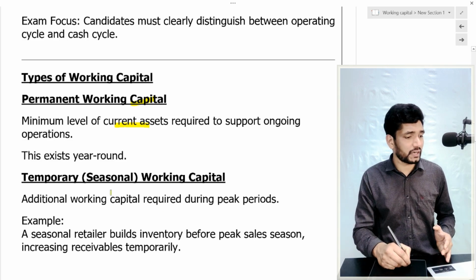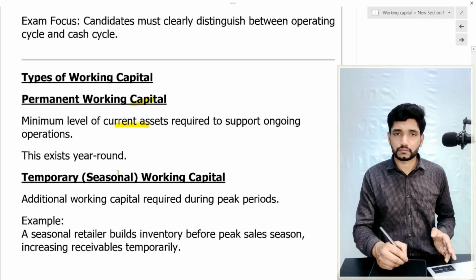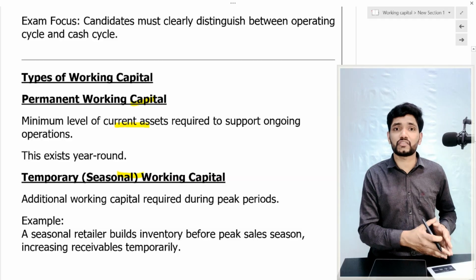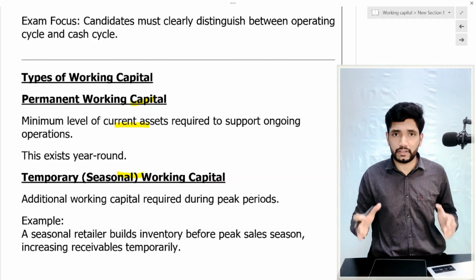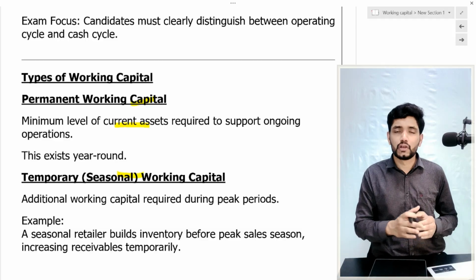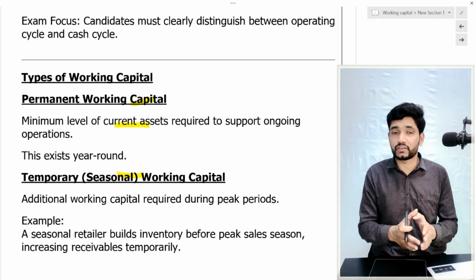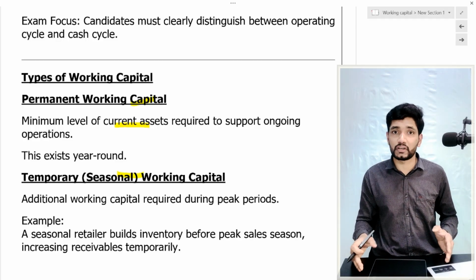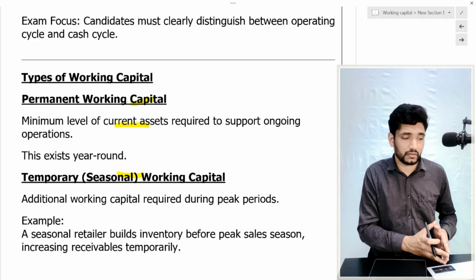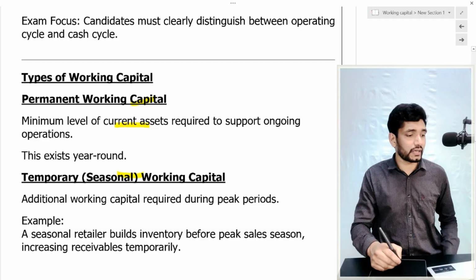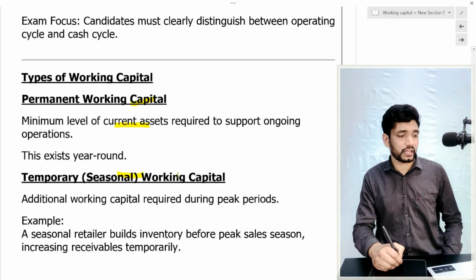Then let's move into temporary or seasonal working capital. Suppose you are operating a seasonal business, there will be some seasonal or demand fluctuations. Due to the peak season, you have to maintain more inventory and you will have more receivables than in the normal period. This working capital is what we call temporary or seasonal working capital.